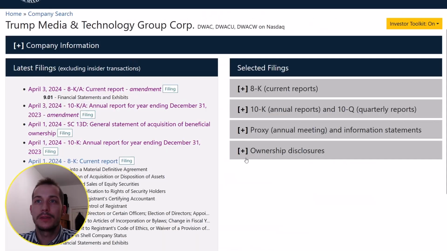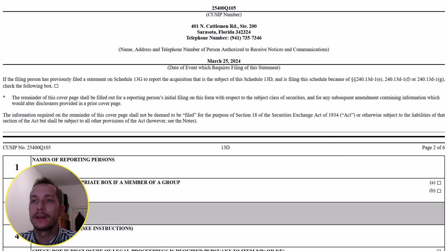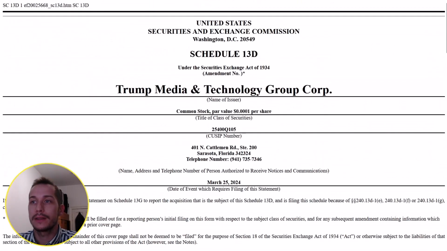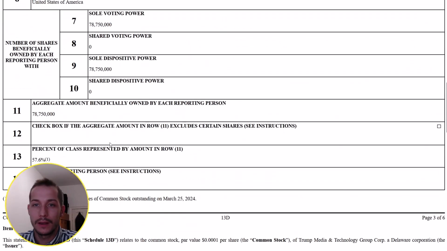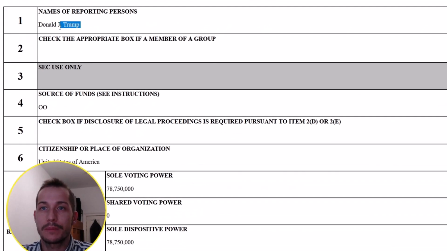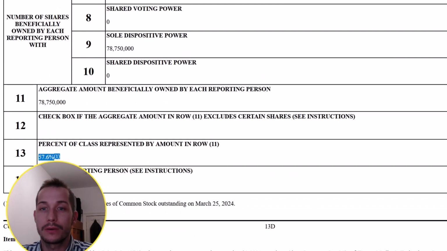So let's come back to the SEC filing. We have a Schedule 13D, which is basically if anybody owns 5% or more of a company, you want to know what they're up to, or they have to. They're required by the SEC to file. And that is here. On this Schedule 13D, you will see right here, Donald J. Trump, names of reported persons, and he owns 57.6% of the company. So, if you're buying it, this could be good for him to raise some capital, especially with all the legal fees he has going on right now.